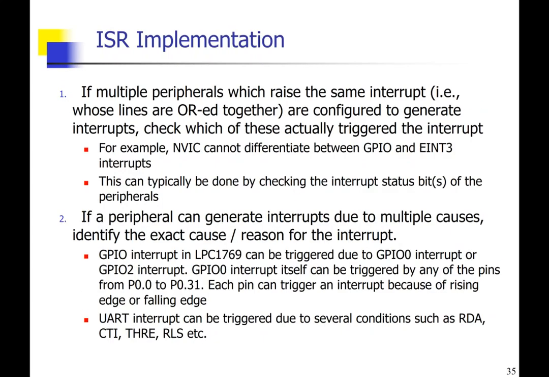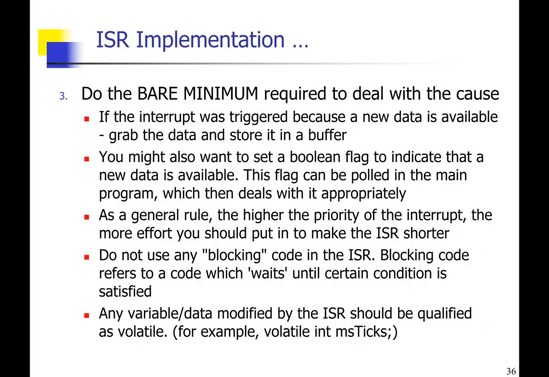We had seen that the main things in the ISR is the first thing is if multiple devices can generate the same interrupt or can cause the same handler to be triggered, you have to figure out which device actually caused the interrupt, right? And then we have to identify the exact condition within the peripheral which generated the interrupt, because each peripheral could generate interrupts for multiple reasons, and then do the bare minimum required to deal with the cause. So don't do much of data processing in your code. Only do the minimum that is required to deal with it.